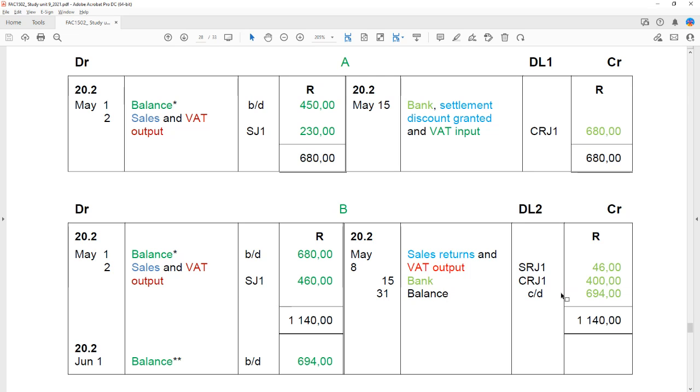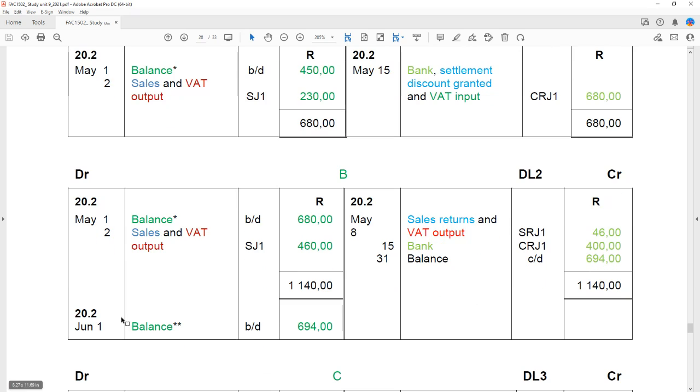So we must bring in our end of the month, 31st of May, a balance carried down of 694 Rand, because there is still an amount due to us. So we bring in the 694 Rand, balance carried down, and then June 1 balance brought down 694 Rand. So my carried down on the credit side will become my balance brought down on the debit side on the 1st of the month, June the 1st, 694 Rand.